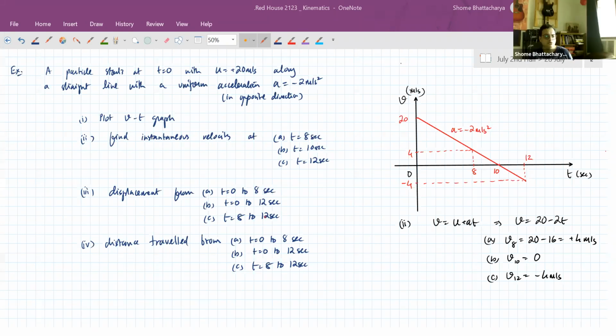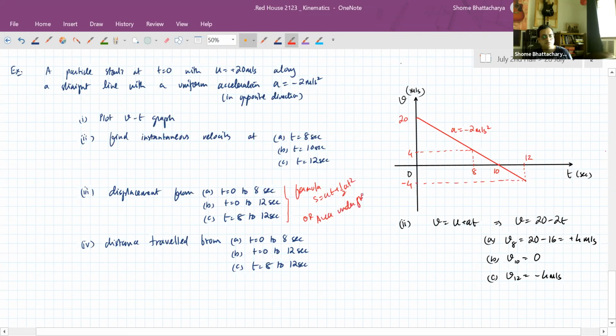Now for displacement, we can go by two methods. We can either go by formula, that is S is equal to ut plus half at square, or area under graph method. So if I go by the formula method, let's see, displacement after 8 seconds. So displacement will be 20t minus t square. So 160 minus 64, so 96 meters.